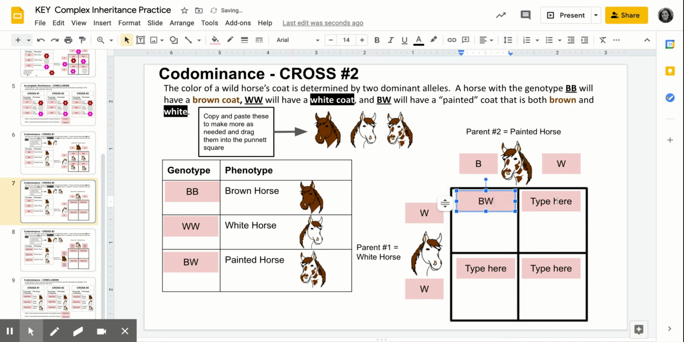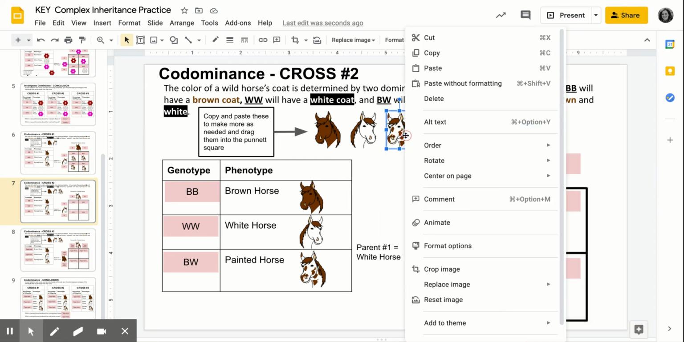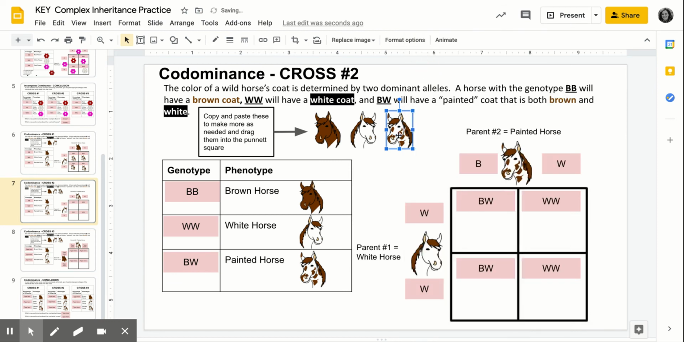Big B, big W; big W, big W; big B, big W; and big W, big W. Okay, we've got a little bit of a difference in variance in these offspring. Big B, big W represents a painted horse. Big B, big W represents a painted horse again. Big W, big W is a white horse.